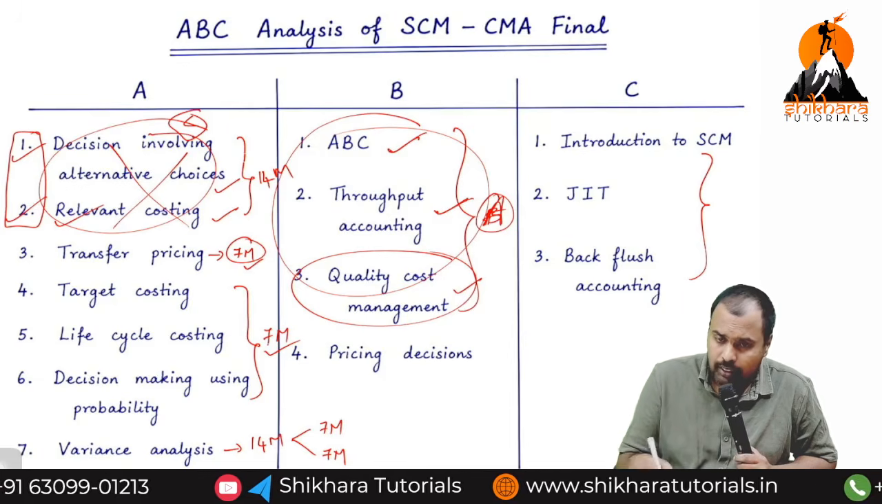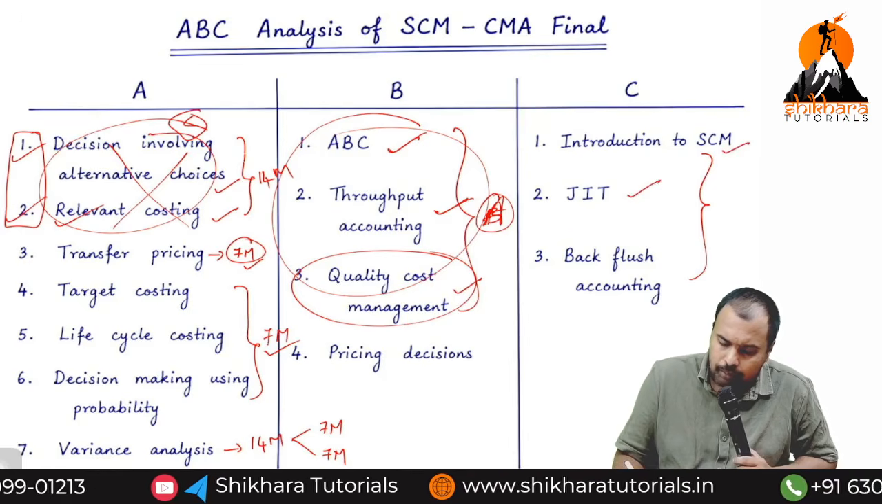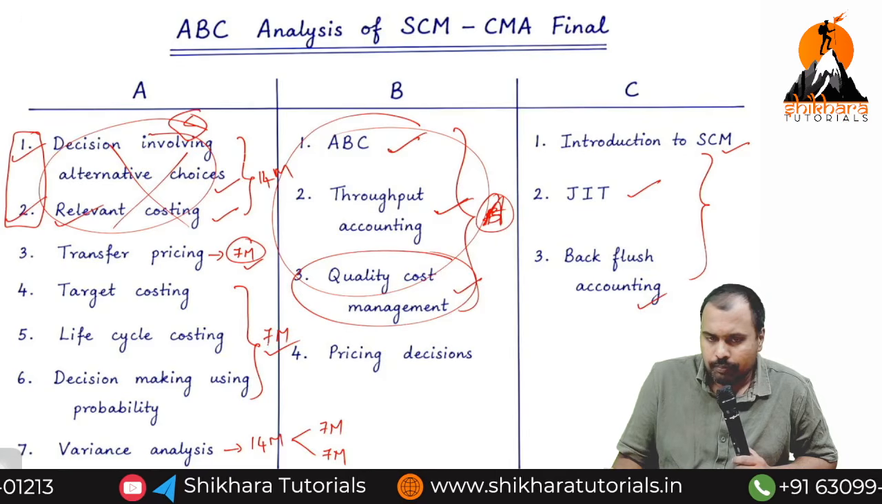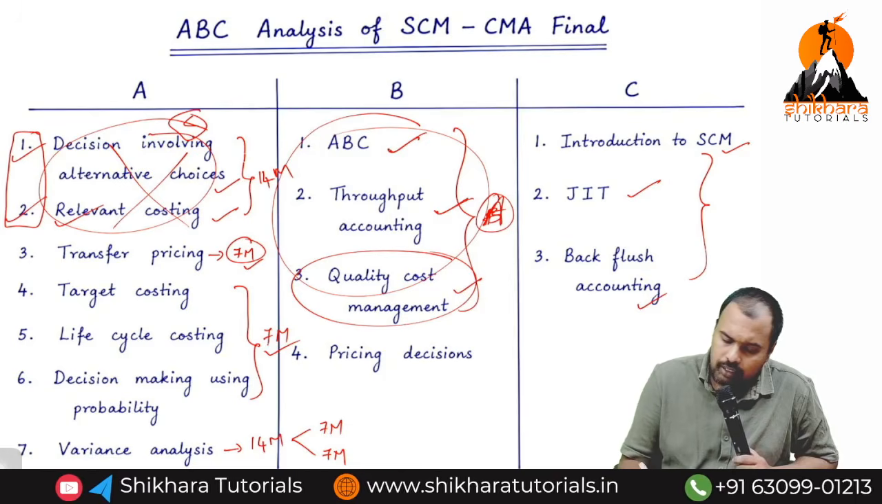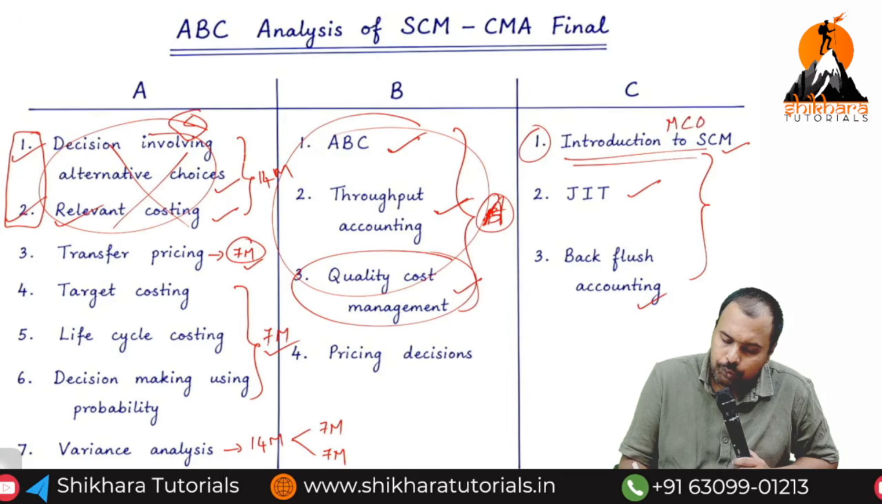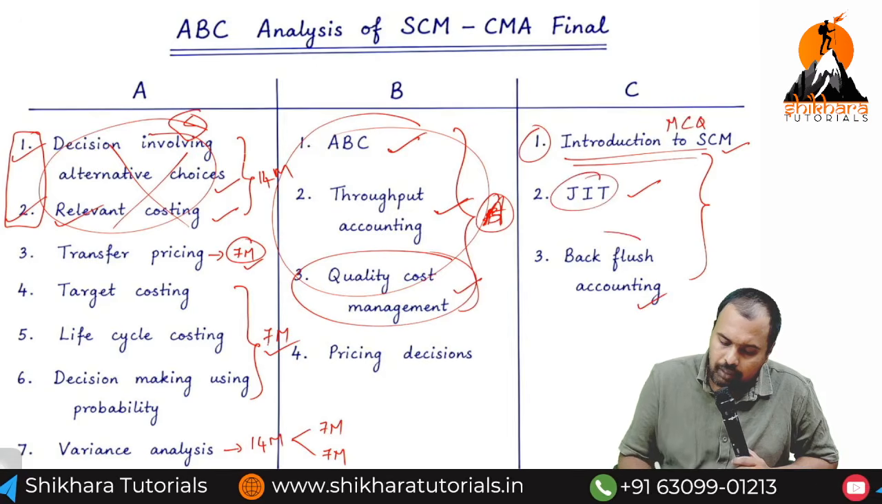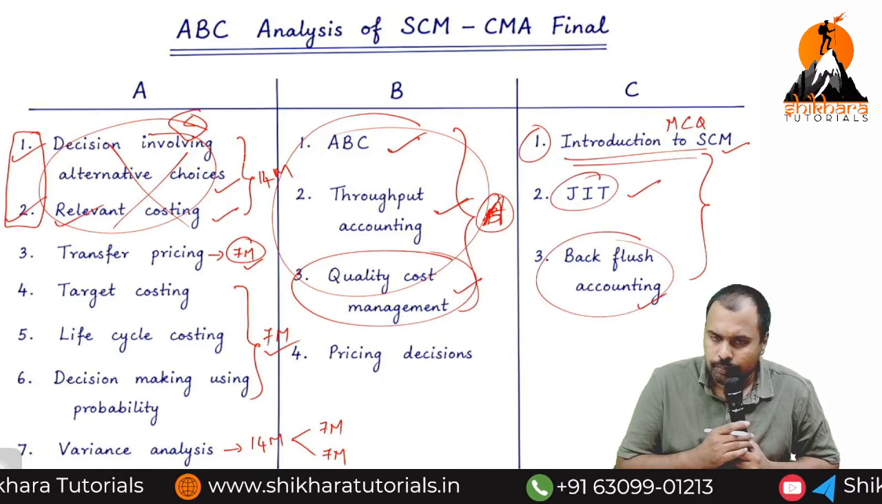From C category, I have never seen any question in past examinations from these 3 topics: introduction to SCM, JIT, and backflush accounting. That is the reason why I have put them in the C category. From introduction to SCM, sometimes they give MCQ questions. And from JIT and backflush accounting, there is very little chance of getting an MCQ question also. Clear?